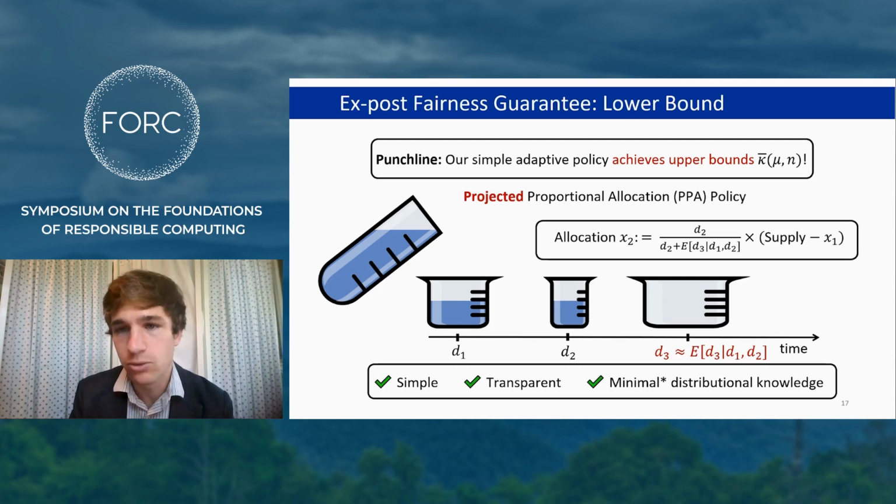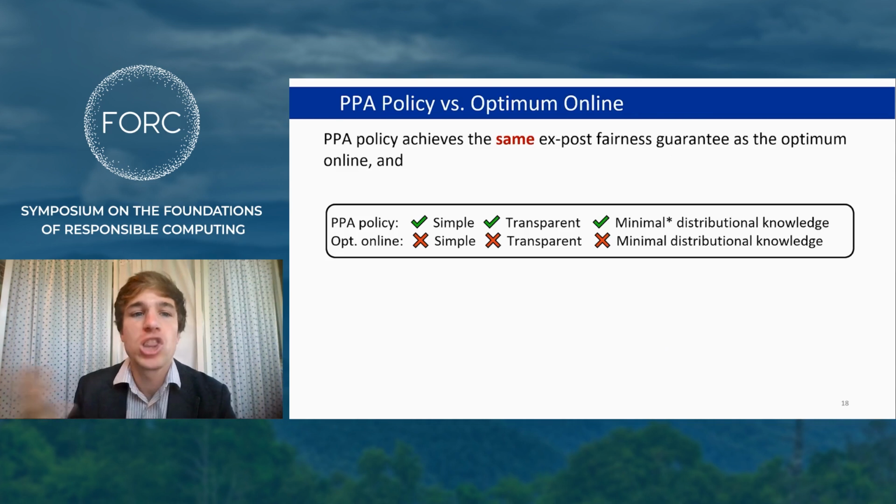Now, another policy which achieves the best possible ex post fairness guarantee is the optimum online policy. Now, of course, this is going to do as well or better than our PPA policy, but I want to highlight a few drawbacks of this optimum online policy. Now, first, it's not going to be simple, it's not going to be transparent, and of course, it's going to require full distributional knowledge, all of which can prove controversial when allocating scarce public goods.